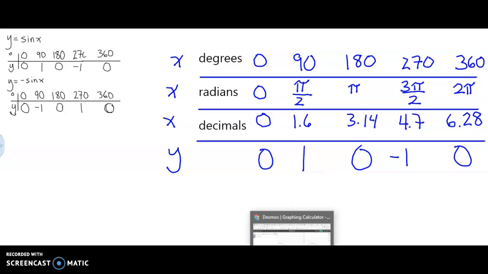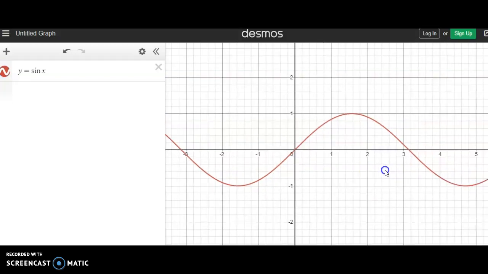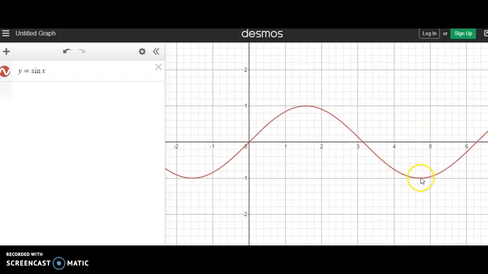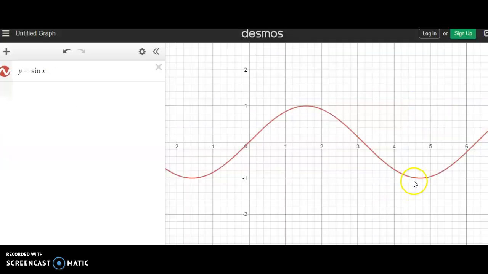But let's go back to Desmos. And at 3.14, well, look at that. We're at 0. And they actually give it to us in radians. I didn't realize we could hover over it. But let's come back here. And sure enough, let's look at this value now. 270, you get 4.7, and we should be at negative 1 at 4.7. 4.7, look at that, negative 1.